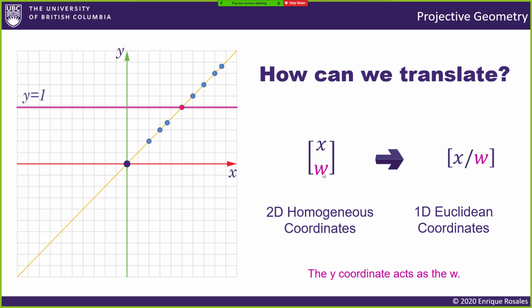Formally speaking, homogeneous coordinates allow you to translate from an n-dimensional space to an n plus 1 dimensional space. So if you have a 3D Euclidean space, you can go up into a homogeneous space of 4 dimensions. So you always divide all your coordinates by your last coordinate.